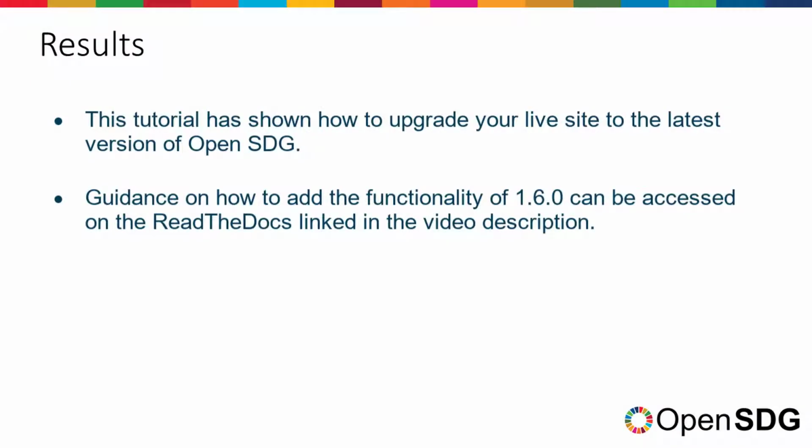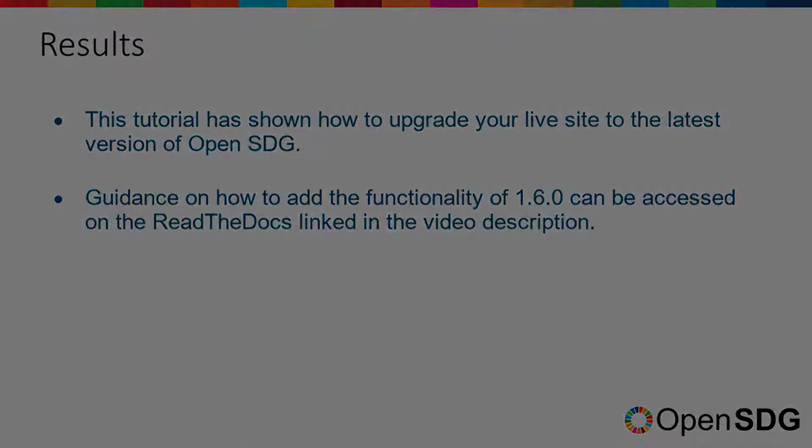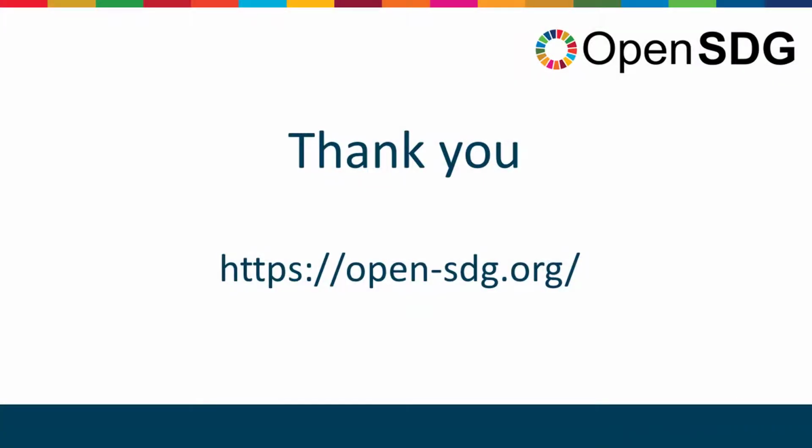Today you have seen how to upgrade your live site to the latest version of Open SDG by making changes to your staging repositories. If you want to learn more about the specific features added to 1.6.0 or in any other upgrade, consult the SDG documentation. This is the end of the tutorial. You should now be able to upgrade your Open SDG platform.